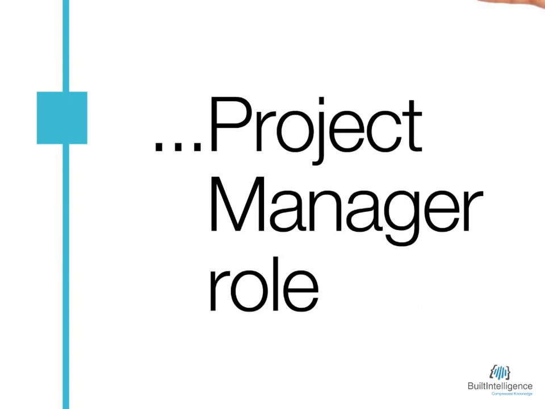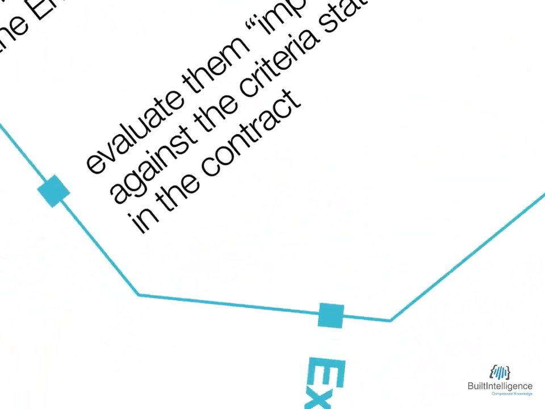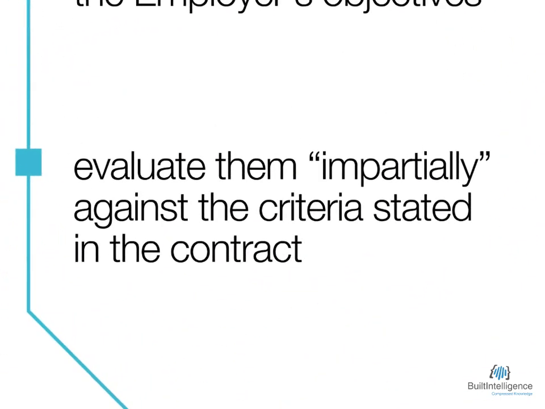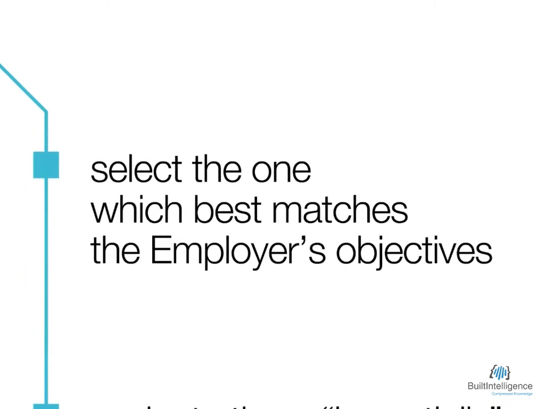To illustrate the difference, let's give a quick example. The project manager may receive 2 compensation event quotations based on different ways of dealing with the compensation event. He or she has to evaluate them impartially against the criteria stated in the contract. Having done this, he or she can then select the one which best matches the employer's objectives for the contract, be it least time, least cost, or best quality.